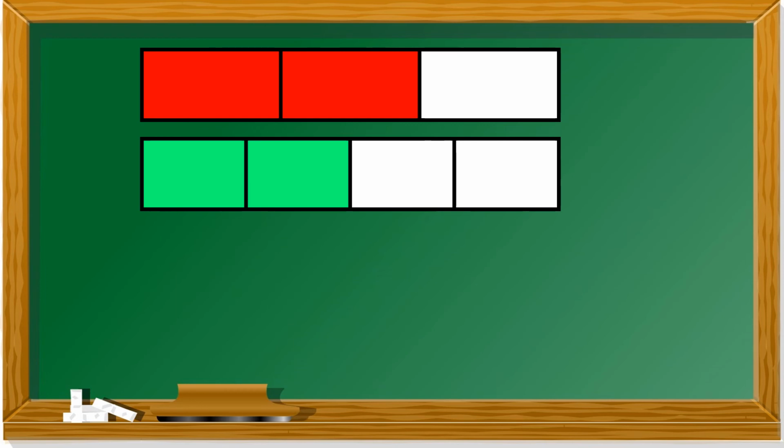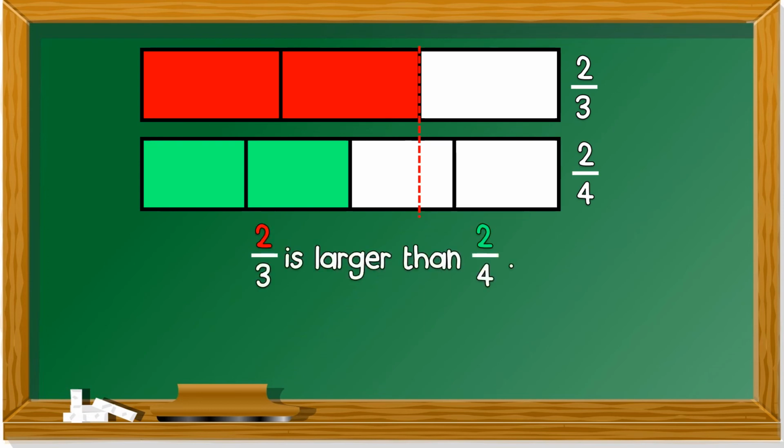Now comes the trickier question. Okay. The one with shaded red is 2 over 3. The one with shaded green, 2 over 4. You look at this. You compare it side to side. You can see which one is larger. Okay, so 2 over 3 is larger than 2 over 4. Or 2 over 4 is smaller than 2 over 3.